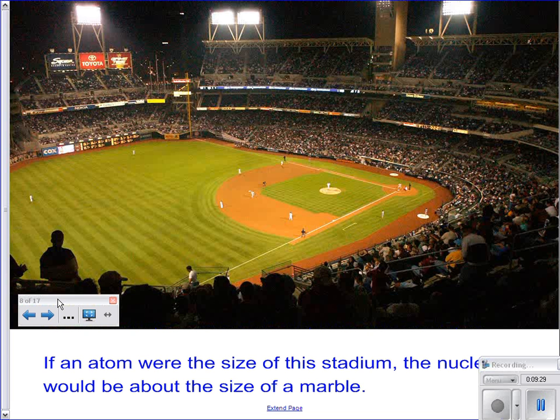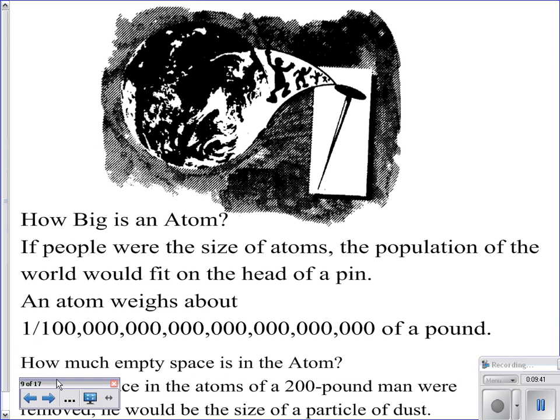So all of that mass is inside of that tiny speck of pepper, and the rest of it is just empty space. So that's a really dense nucleus that we're talking about. Which brings up this part. How big is an atom?